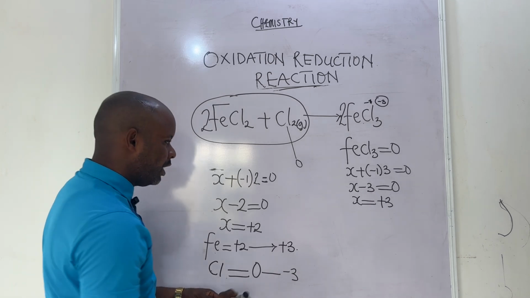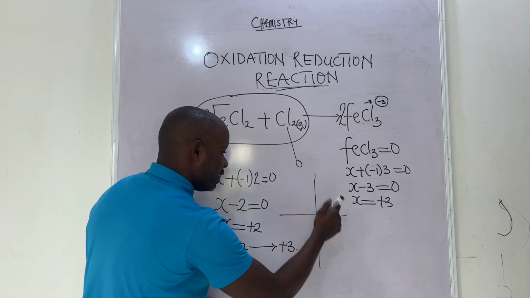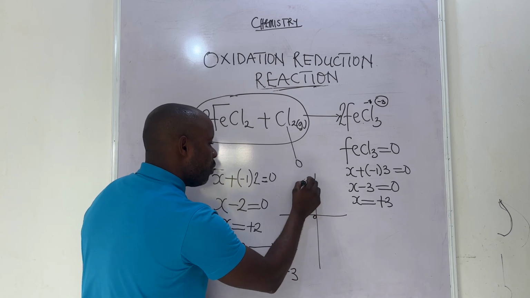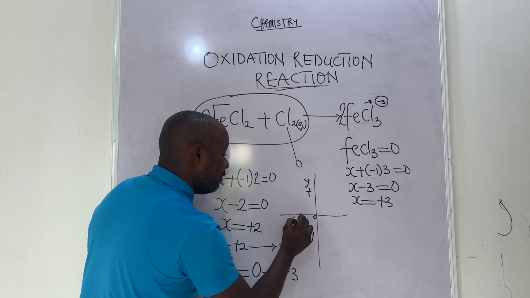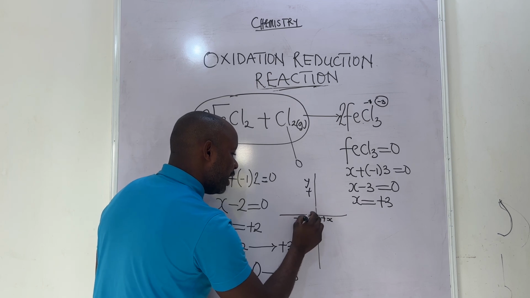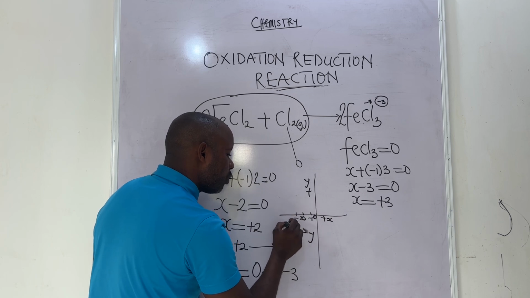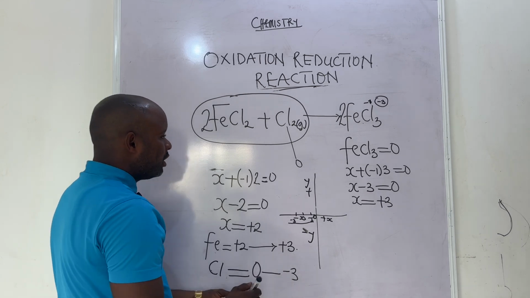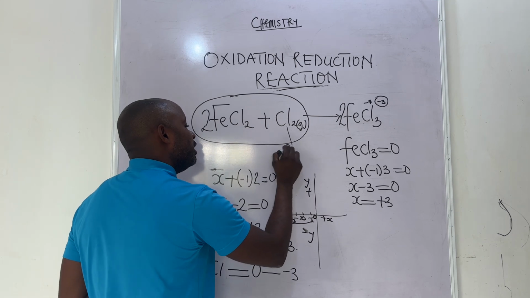In this aspect, if you are plotting a graph, say we have x-axis and y-axis. We say this is the origin. This is positive y, this is negative y, this is negative x, this is what? Positive x. In this, you will see 0 here before you have -1, -2, -3. That is, you cross here before you get to 0. So 0 is bigger than what? Than -3. That is to say that chlorine is being reduced. Chlorine is reduced.